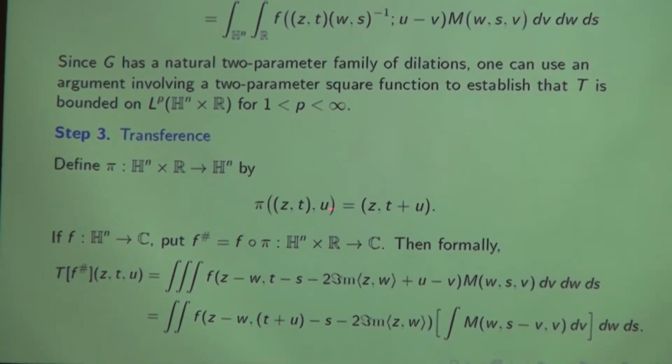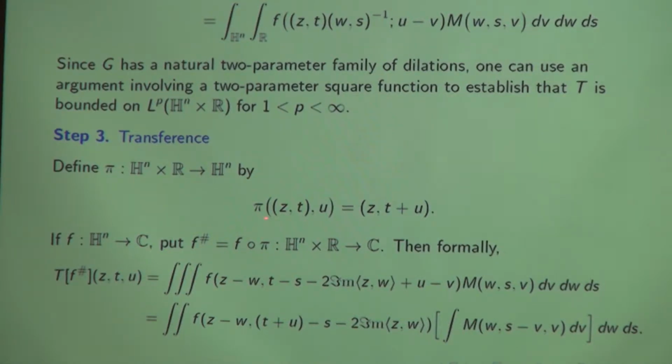So what one wants to do, the idea is to look at this mapping which maps Hn cross R back down to Hn. This is a quite simple linear mapping, and the point is that I can pull back functions on Hn to functions on Hn cross R. I can apply this operator that I have on Hn cross R, and hopefully I will be able to then go back down again. And I've done the formal cancellation here.